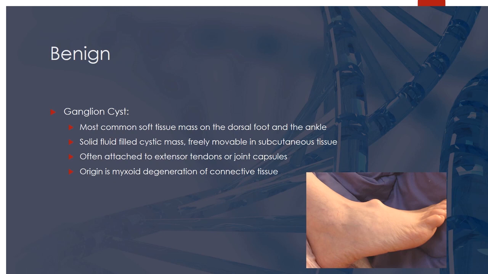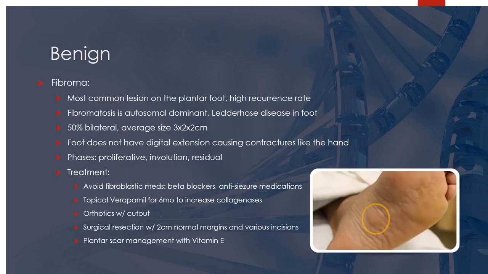Oftentimes they're mobile, but sometimes they can be firm down, especially if they're coming off of a joint or an actual extensor tendon. The origin of these is actually myxoid degeneration of the connective tissue itself. Sometimes we'll see that when it comes back in a path report. Varying treatments for these: primary excision, aspiration, high recurrence rate as we discussed.